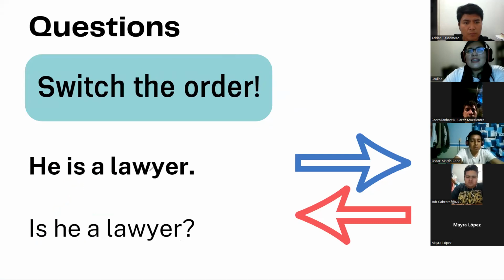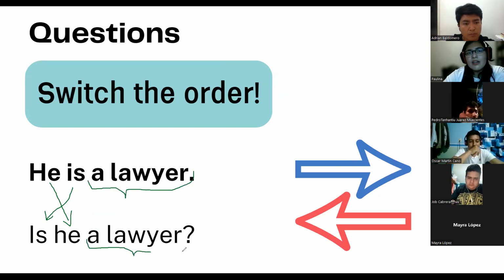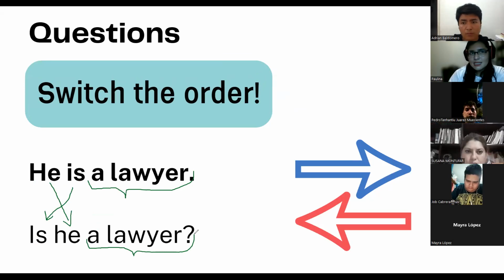He is a lawyer. I'm going to change the order. And he is becomes, is he? Fíjense que el resto de la oración se queda igual. Lo único que cambio son esas dos primeras palabritas que son mis pronombres y mi verbo. That's it. Por ejemplo, Job, si yo te digo, I am happy, ¿cómo lo cambiarías a pregunta?